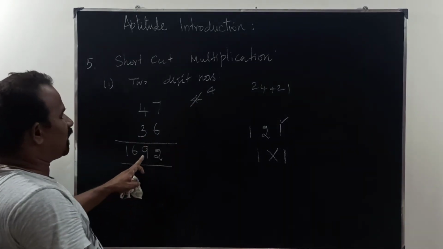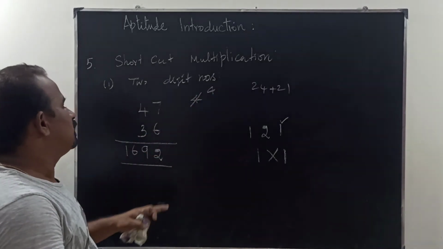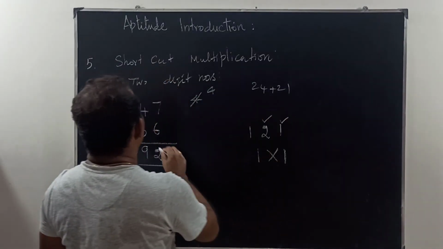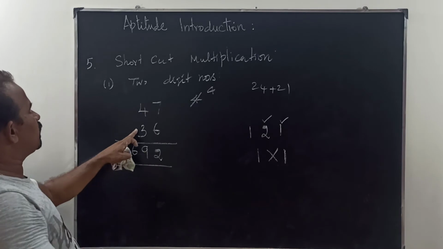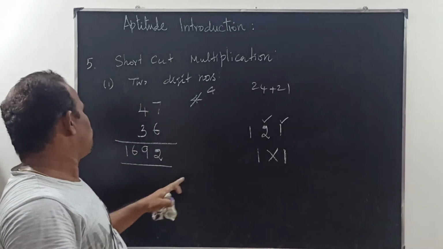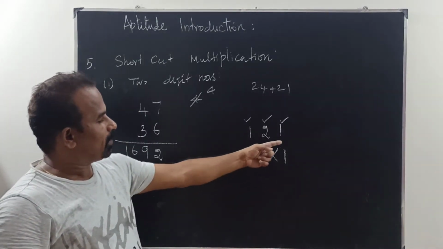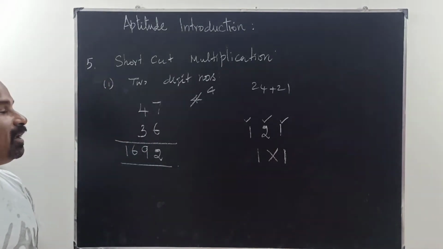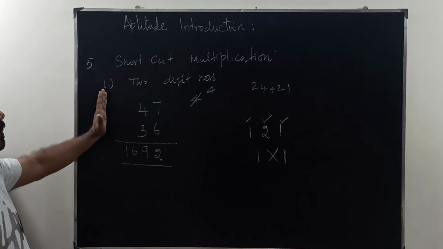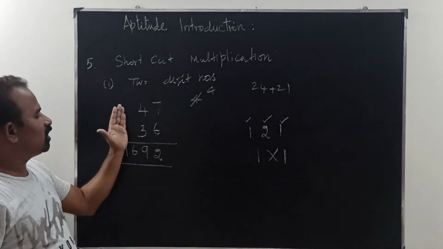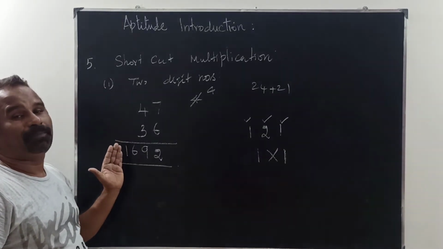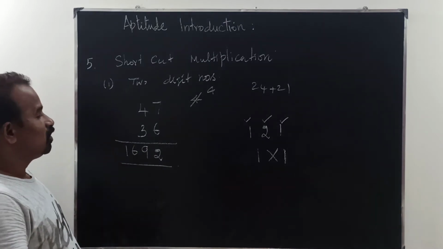45 plus 4 is 49. Remaining 4. Then the two columns is also over. Then one column. 3 into 4, 12. 12 plus 4, 16. So this is the rule. We can say that this is a palindrome also. So this is the shortcut multiplication of two-digit numbers.